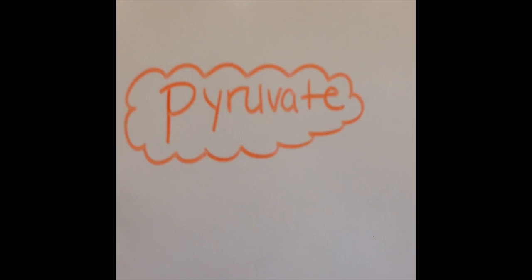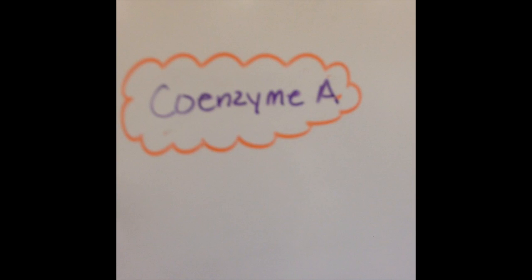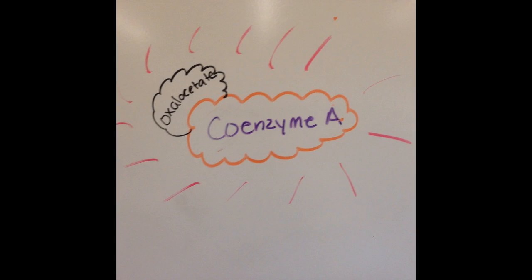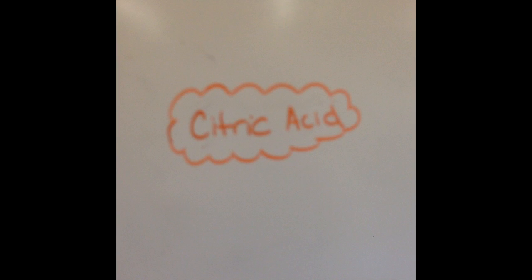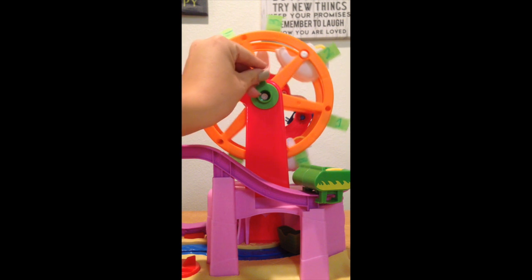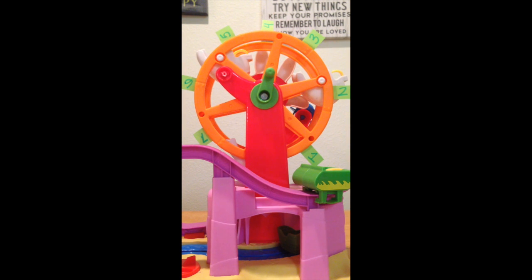So glycolysis takes pyruvate and breaks it into two coenzyme A's, which brings us to the first step of the citric acid cycle. So this brings us to step 1 in the citric acid cycle, which starts with the coenzyme A that was created in glycolysis. Oxaloacetate binds to coenzyme A and creates citric acid. This now moves us on to step 2 in the citric acid cycle.